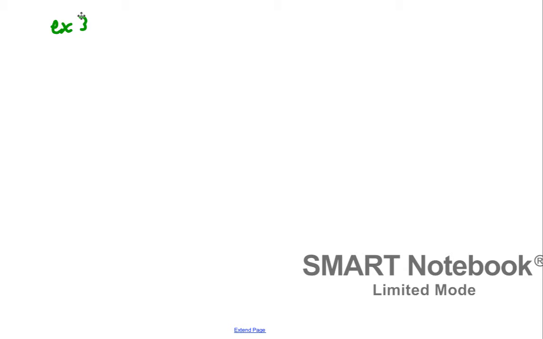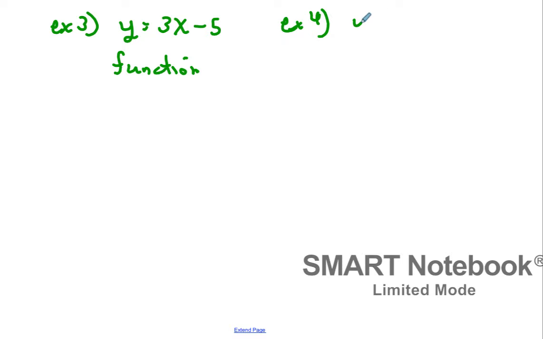Sometimes the equation can be difficult, so let me give you another example of an equation. So let's say y is equal to 3x minus 5. So this is already y equals. It's a single expression of y equals a single thing, 3x minus 5 every time. So that makes it a function.